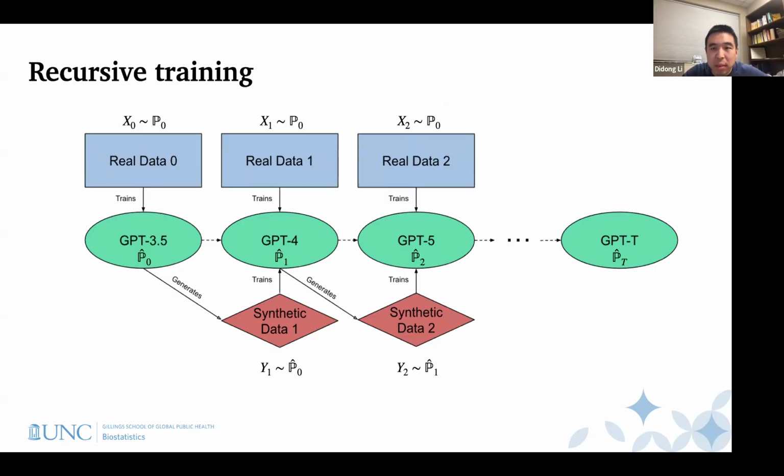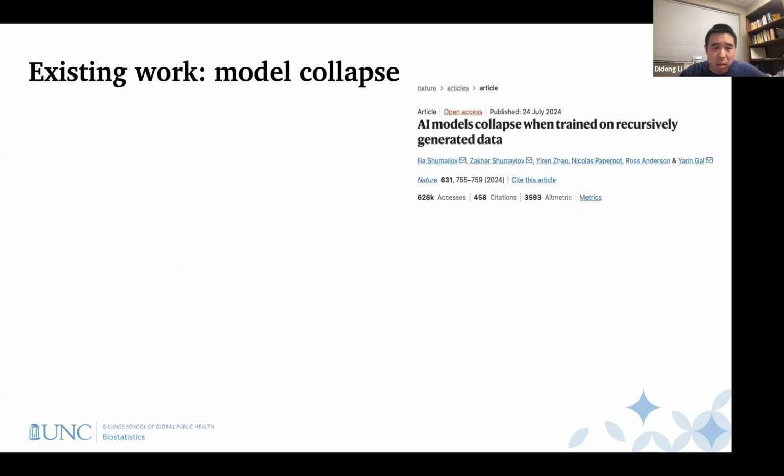And the question here is, does the learned distribution PT hat go to the ground truth? It's like a consistency question as the number of iterations T goes to infinity. So you have GPT infinity. Does it really work? This problem is known as recursive training, which is arguably a pretty important topic nowadays. But surprisingly, the existing work is pretty sparse.